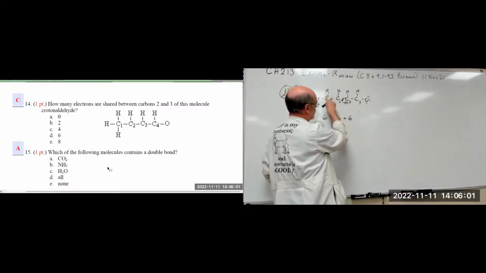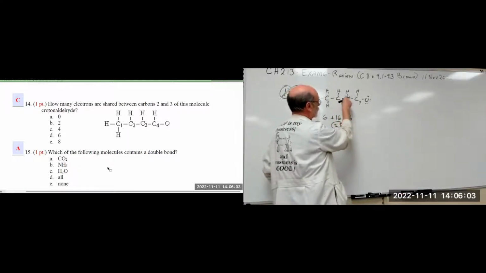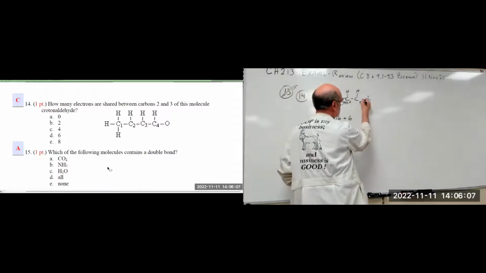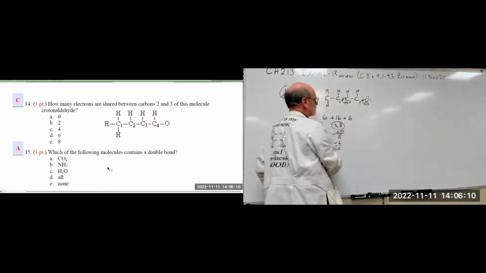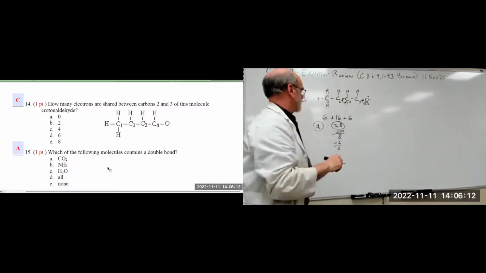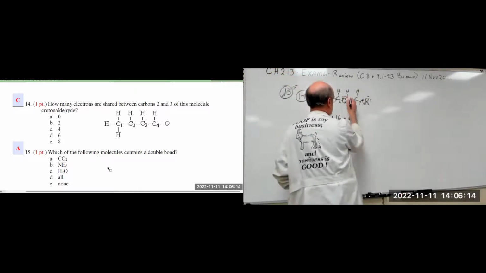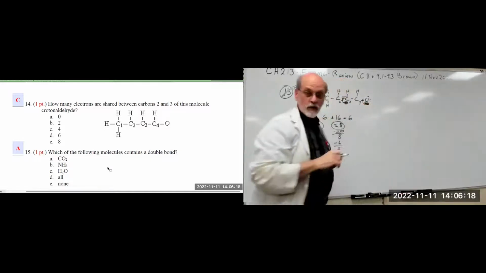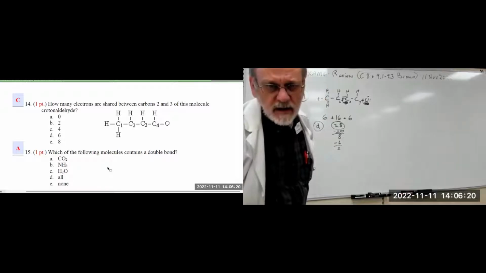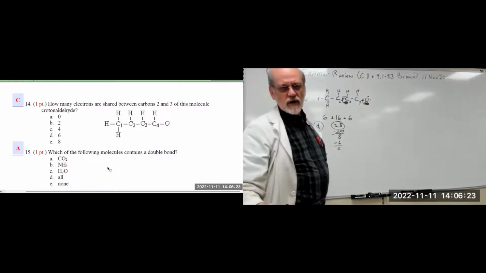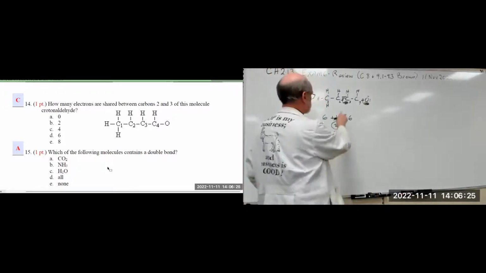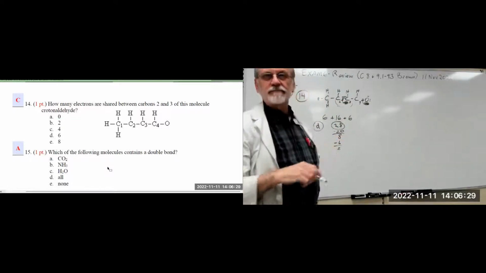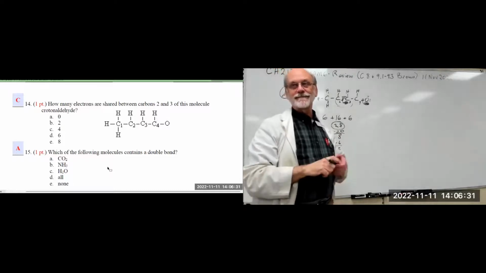That's an octet. This would be 1, 2, 3, 4. Okay, so we've got a double bond here, got a double bond there. And the question was, how many electrons are shared between 2 and 3? So between these 2, they share 4 electrons. 2 double bonds.